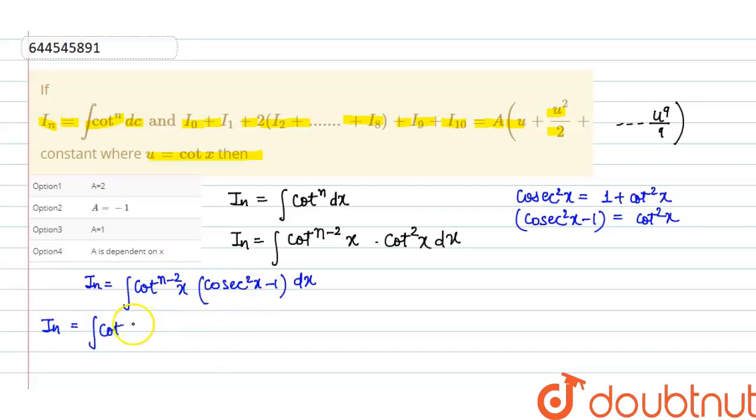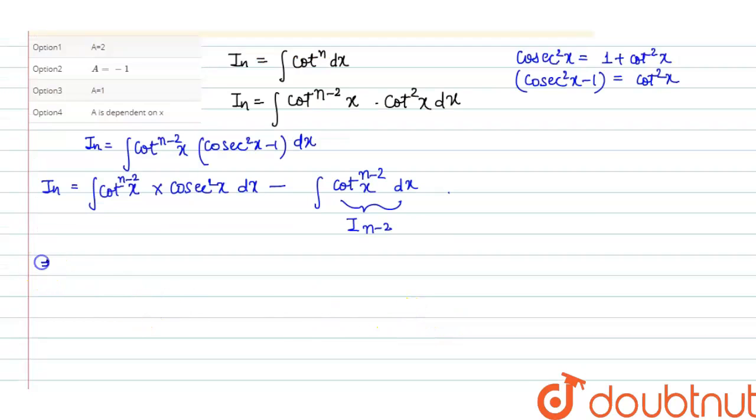Now, on multiplying, I get I_n equals the integration of cot x to the whole power n minus 2 into cosec square x dx. This is our first term. The second term, multiplied by minus 1, is the integration of cot to the power n minus 2 x dx. And it is clear that I_n is the integral of cot to the power n x, so the second term is I_n minus 2, because I_n minus 2 is the integral of cot to the power n minus 2 x.